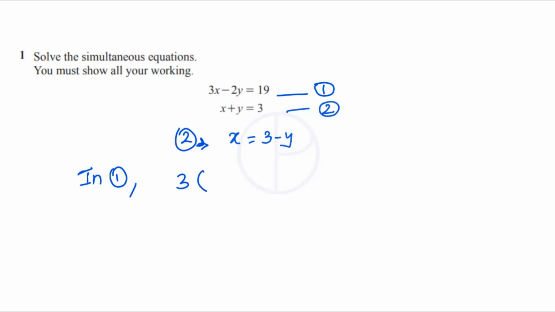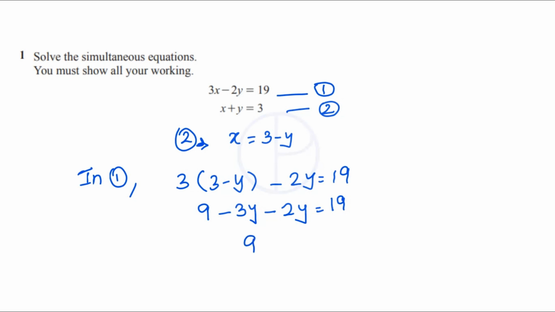3 times (3 minus y) minus 2y equal to 19. Now expand the bracket. 3 times 3 is 9, minus 3 times y, 3y, minus 2y equal to 19. Now combine the y terms. 9 minus 3y minus 2y is 9 minus 5y equal to 19.